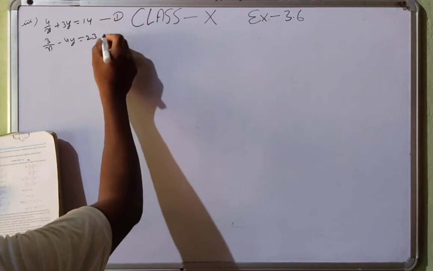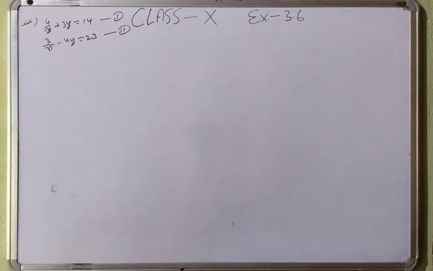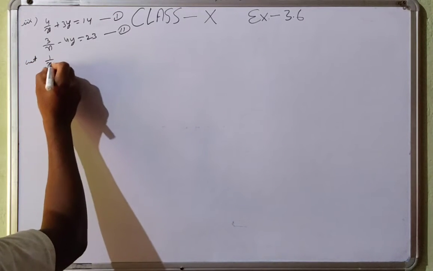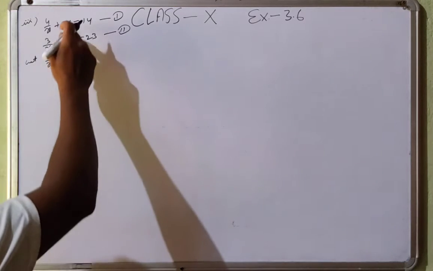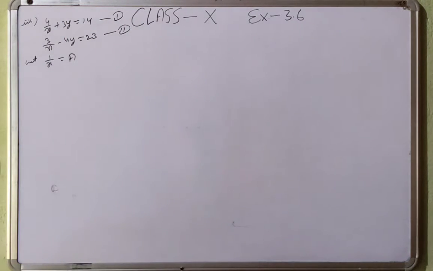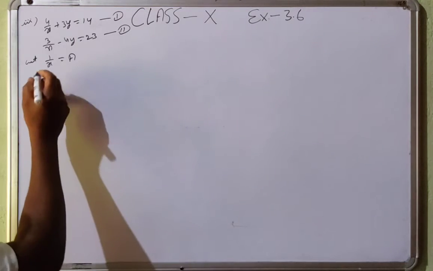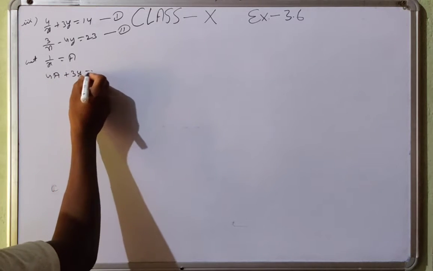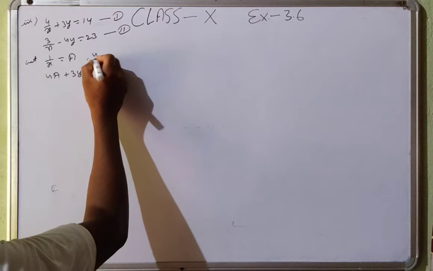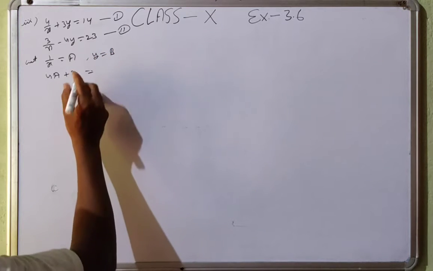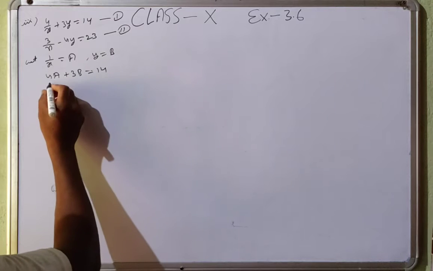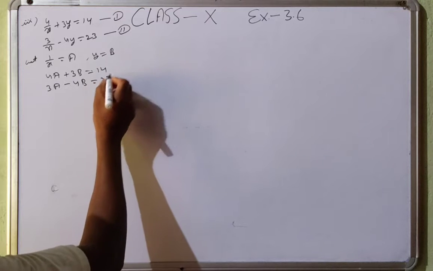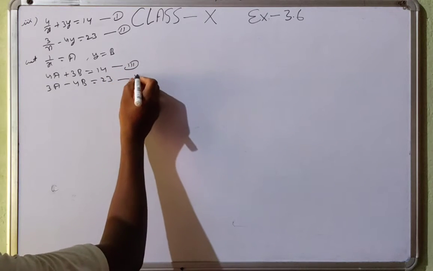That's the first equation. The second equation. Then again we will see here, let 1 upon x is equal to a, or you can suppose this value also y is equal to b, or no need to suppose that one. So that will be 4a plus 3y is equal to 14, or you can suppose here also y is equal to b, that will be 3b is equal to 14, or this will be 3a minus 4b is equal to 23. This is the third equation, this is the fourth equation.